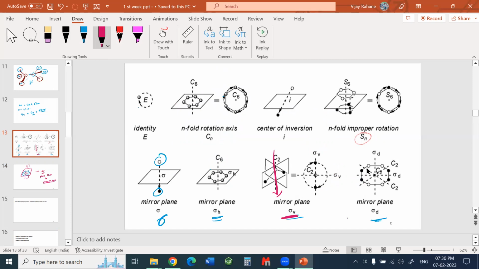And what is sigma d? The sigma d is the mirror plane which bisects the two C2 axes. This one is a somewhat advanced example. With the core progress, we can see an example of sigma d also, right? The plane which bisects the two C2s is called the sigma d.